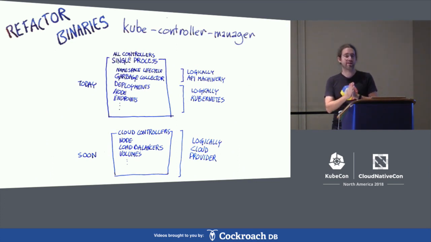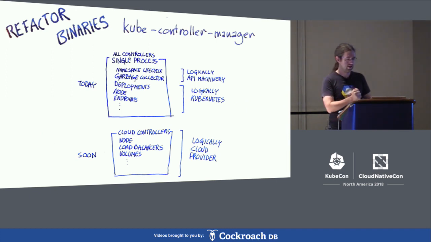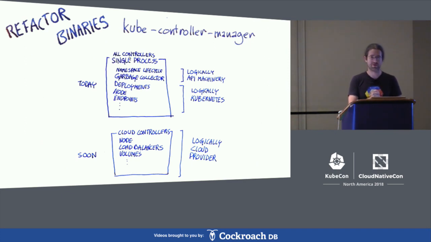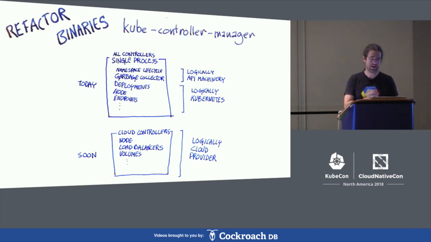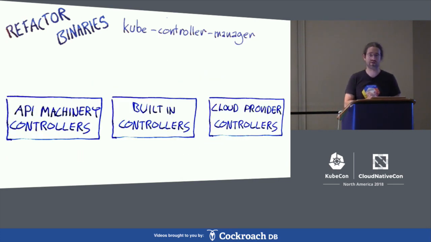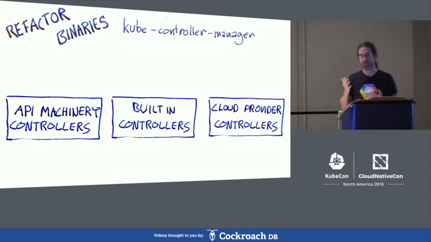So the other main binary in our system is the controller manager. And today, we have all the controllers in one place. There are some that are logically API machinery, as I mentioned. There are some that are logically Kubernetes. There are many that logically belong to the cloud provider. And there's already work in progress to split that out. So we're soon going to have a controller manager and a cloud controller manager. But maybe we should think about having three. We should run the API machinery controllers in one, the built-in controllers in another, and then the cloud provider controllers. Three is not that many more than two.